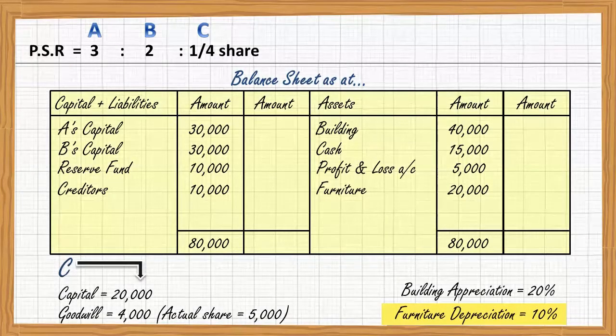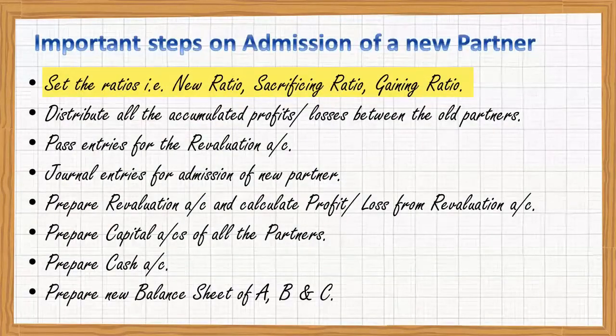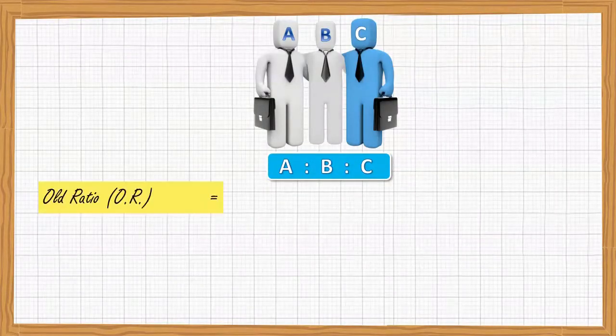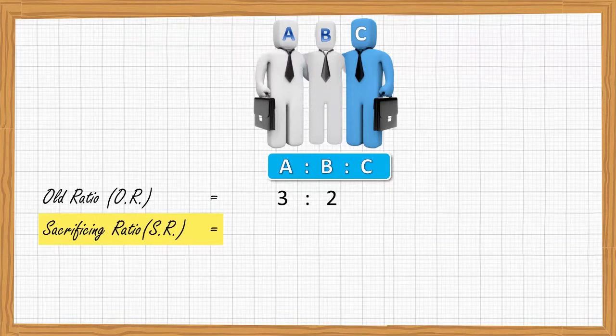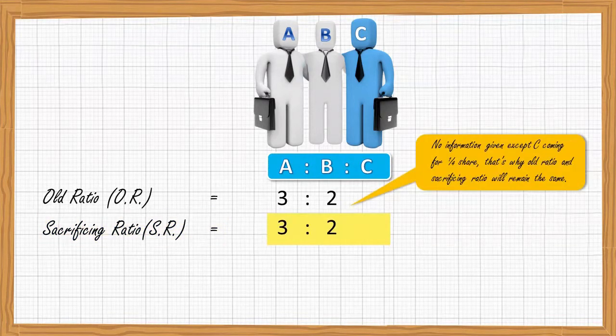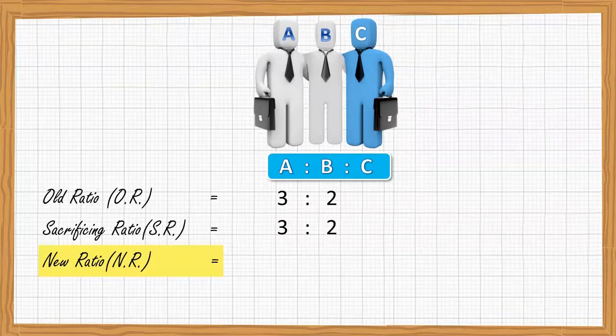You know the steps. First of all, set the ratios. I mean to say new ratio, sacrificing ratio and gaining ratio. So there are three partners, A, B, C. Old ratio is 3:2. Because the question is silent, it's not giving any further information except C is coming for 1/4 share. So old ratio and sacrificing ratio will remain the same. So sacrificing ratio 3:2.